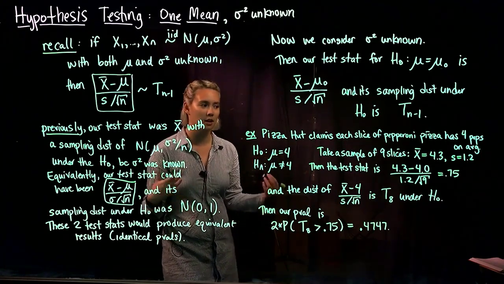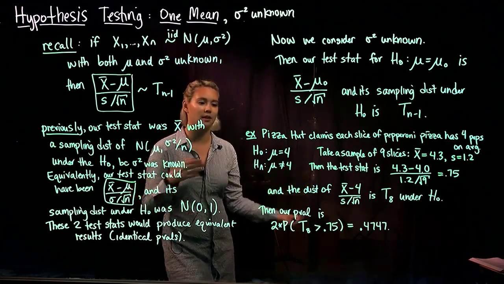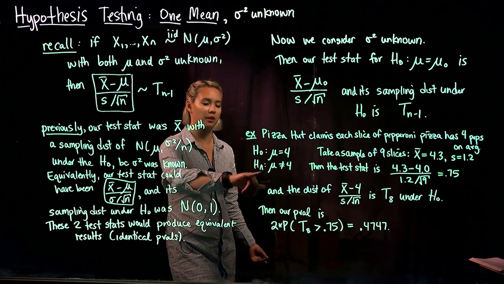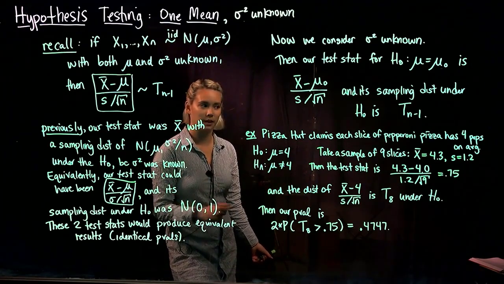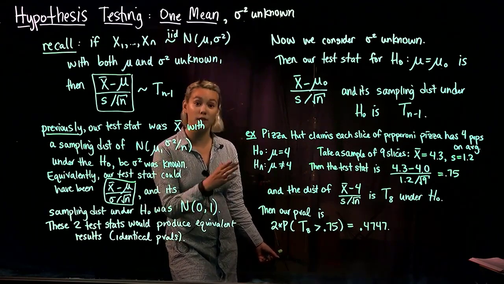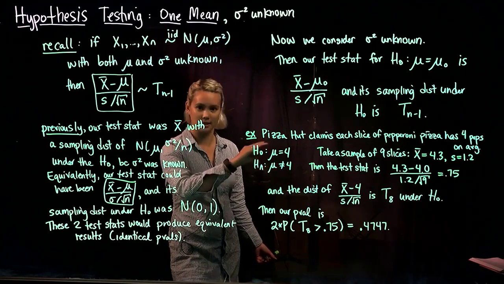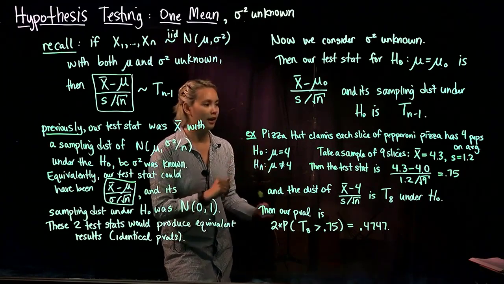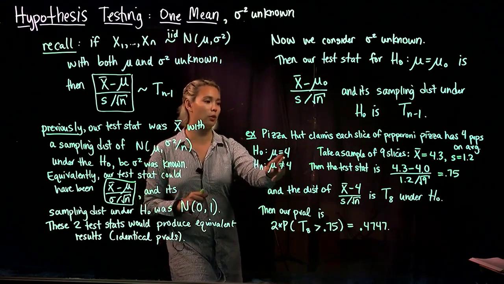So if we're just testing, are there actually 4 slices of pepperoni on each slice of pizza, then our alternative would be this two-sided one. Mu is not equal to 4. If you were thinking they put too few slices of pepperoni on, then you would change this not equal to sign to a less than sign. All right, so we have our hypotheses. Mu naught here is 4.